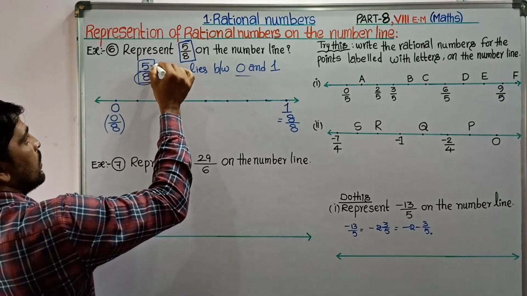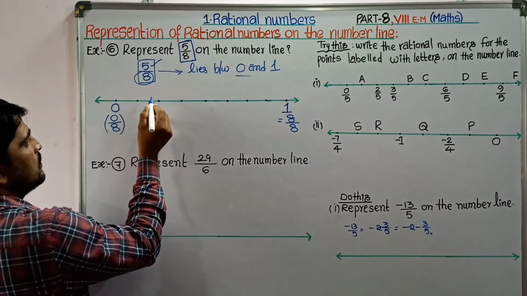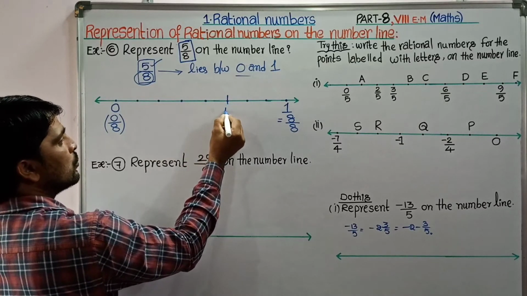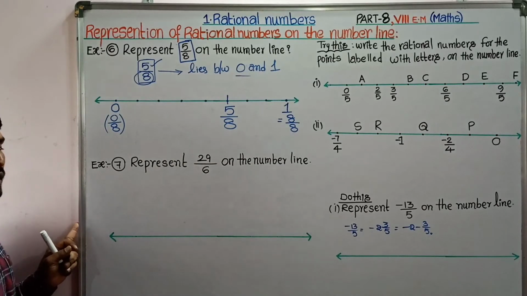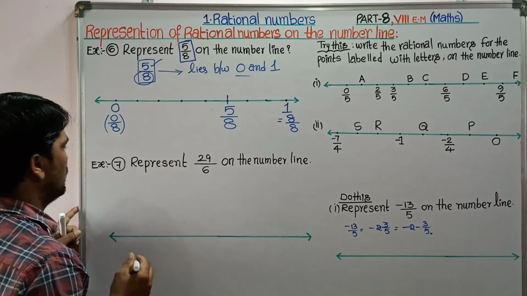So now we have to take the fifth part out of 8 equal parts: 1, 2, 3, 4, 5. So this is 5 by 8. Okay. This is the representation of 5 by 8 on the number line.